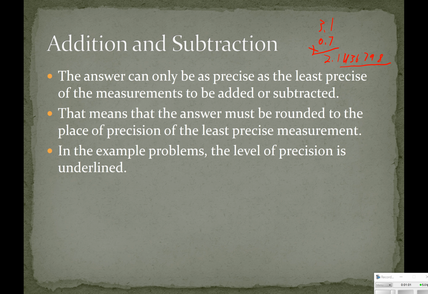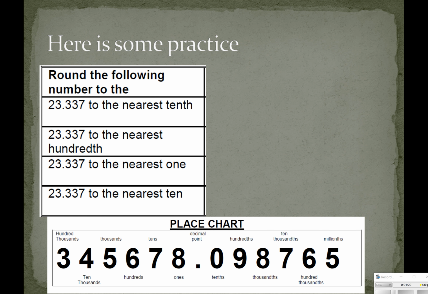So when we add and subtract, depending on the precision of our numbers, our answer can only be as precise as the least precise of the numbers that we added or subtracted together. So we have to round the answer to the place of precision of the least precise measurement. Now in the example problems, the level of precision will be underlined.